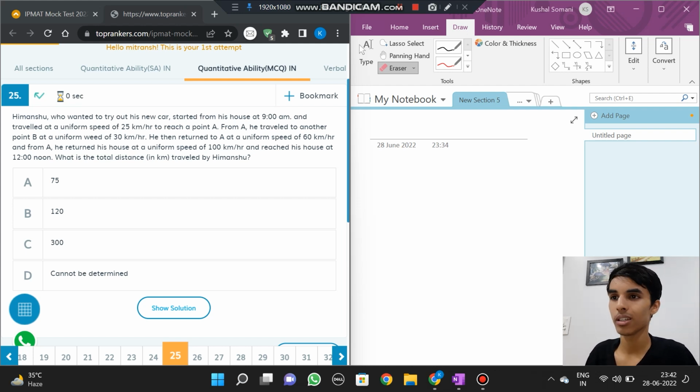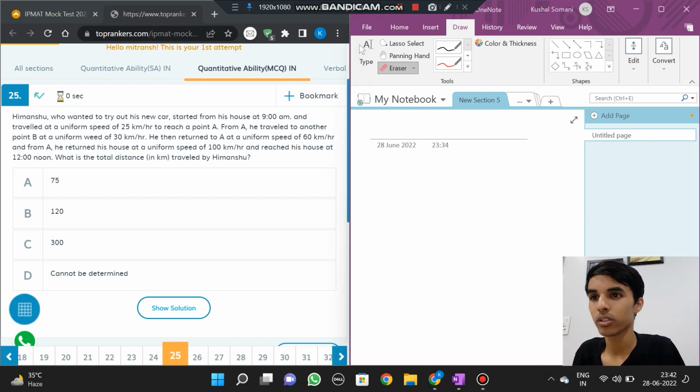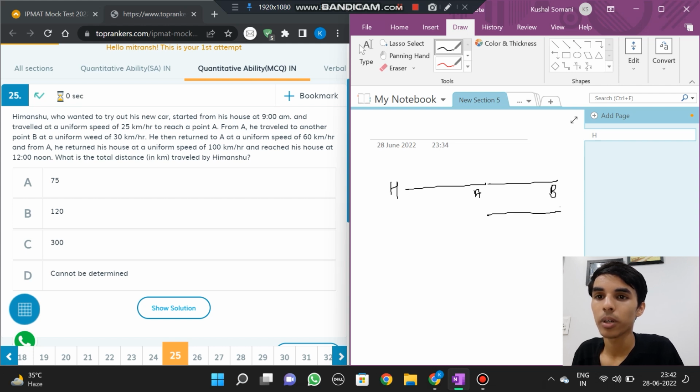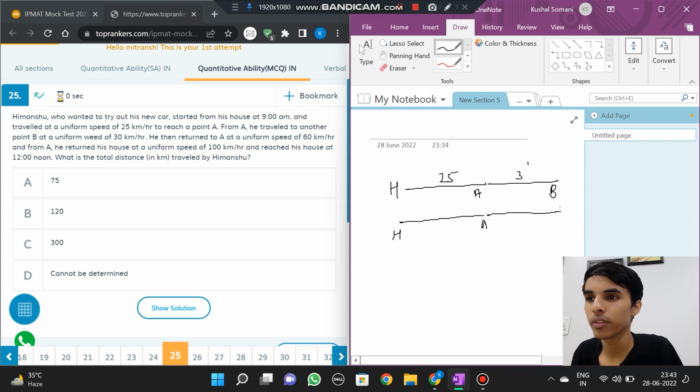So the total time he has taken is 9 to 12, that is 3 hours. Let's draw the diagram to get some perspective. Let's say his house is there. From here he has traveled to A. From A he has traveled to B, and then from B he has traveled again to A, and from A he has traveled to H. During these times, between H and A his speed was 25, then his speed was 30, then 60, and here his speed was 100.